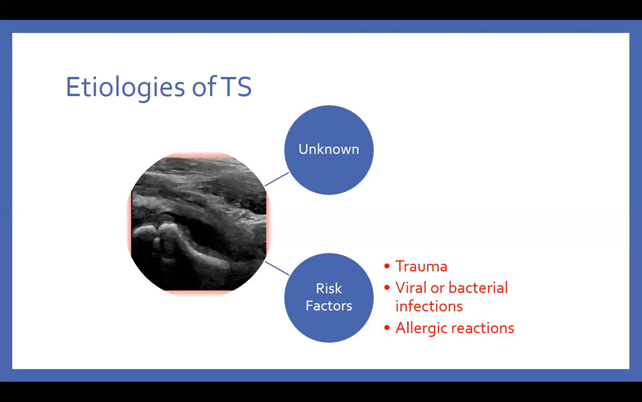It's idiopathic, it's unknown. However, there are some predisposing factors, or what we call risk factors, such as trauma, viral or bacterial infections, such as upper respiratory infections, parvovirus or herpes simplex virus, and of course, some allergic reactions to drugs and vaccines.